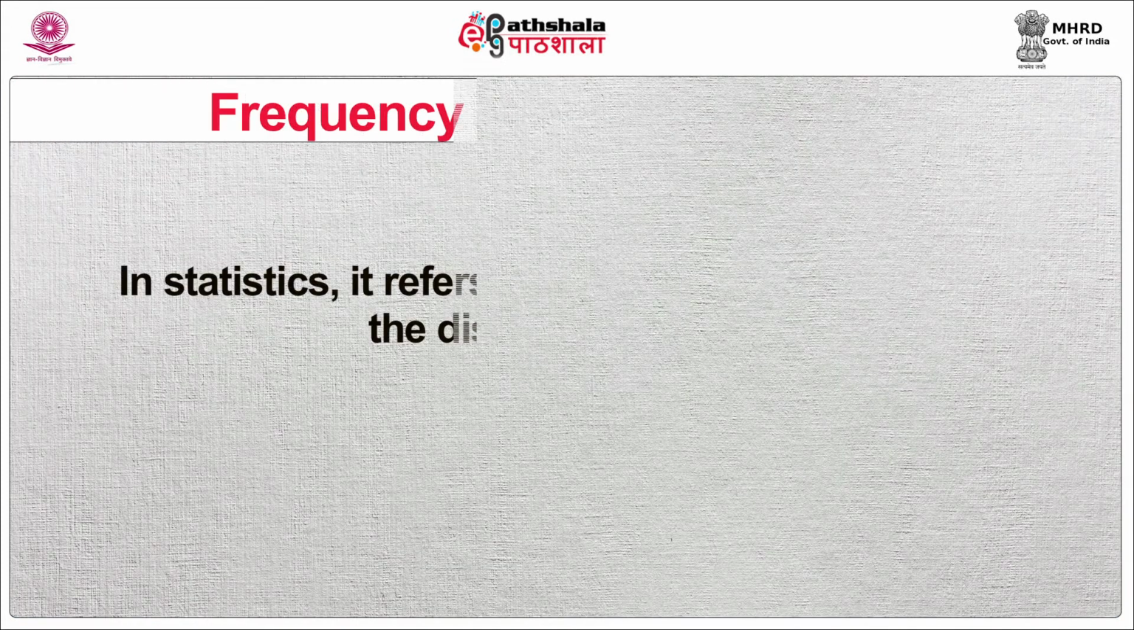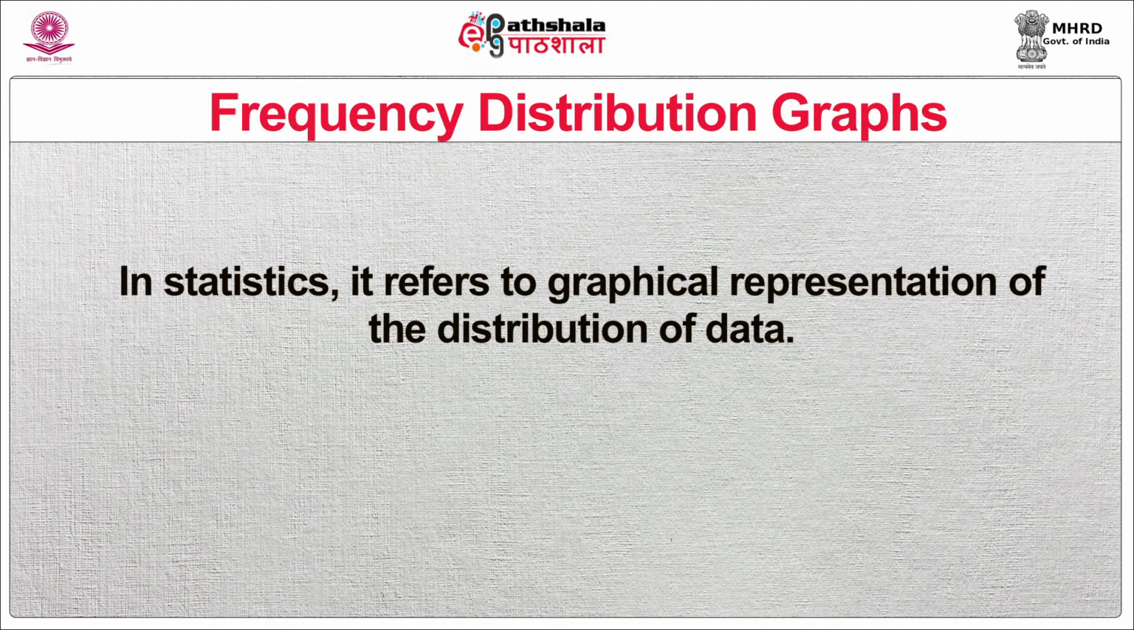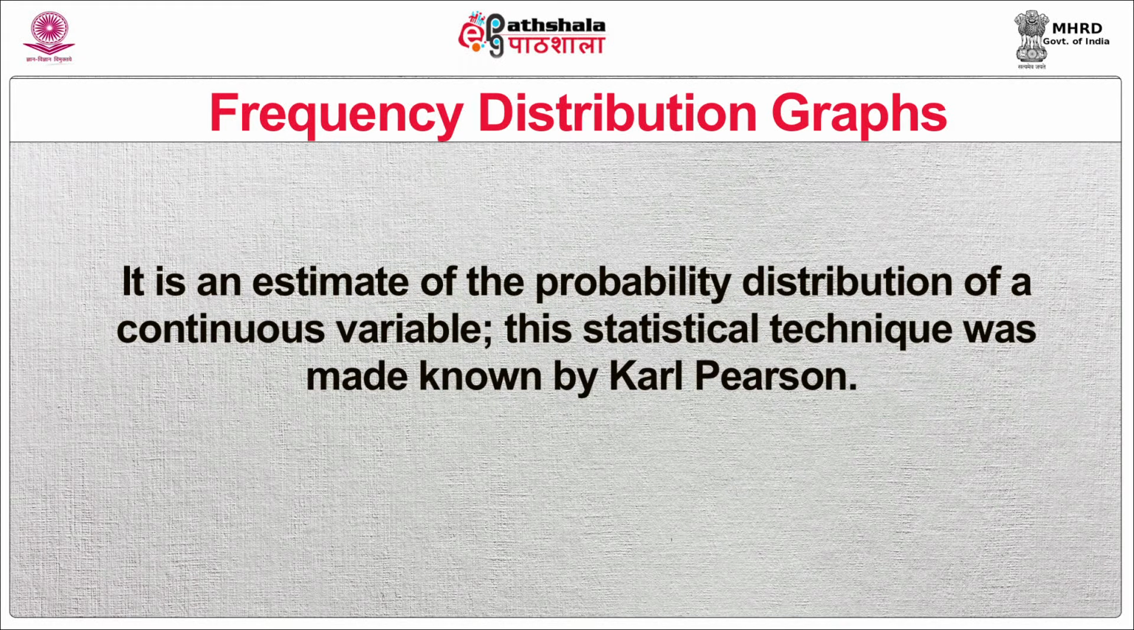At the time of constructing a histogram, the variable is taken on the x-axis and the frequencies on the y-axis. The width of the bars plotted on the graph represents the magnitude of the class interval. The bars are drawn without any spaces in between. A histogram represents a continuous curve. In statistics, it refers to a graphical representation of the distribution of data. It is an estimate of the probability distribution of a continuous variable. This statistical technique was made known by Karl Pearson.